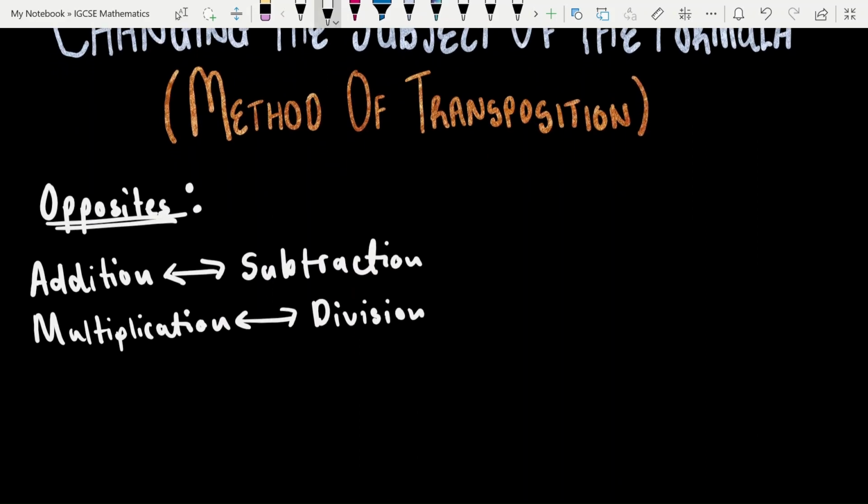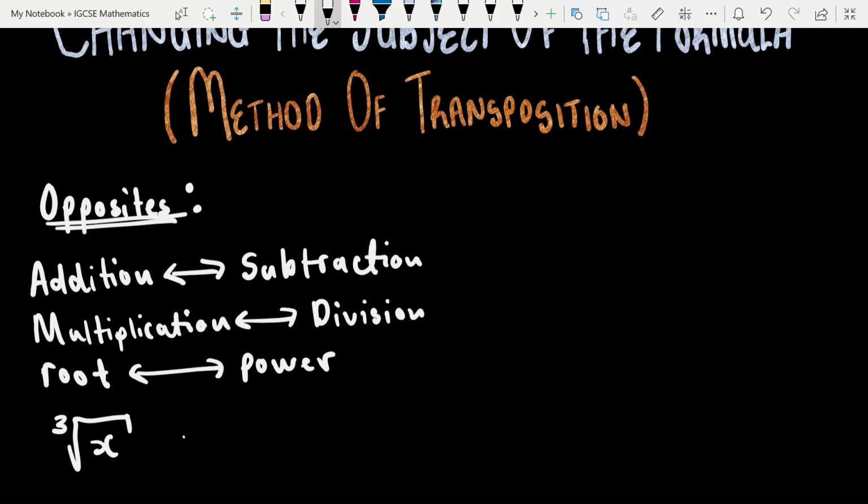And then we're going to have the root. The opposite of the root is going to be the power. I've used simpler terms. If something is doing root, like say square root of, or let's say cube root of x, and this goes to the other side, it's going to be the power of 3. So these are opposites: cube root and cube, the power of 3. Root and power are opposite.